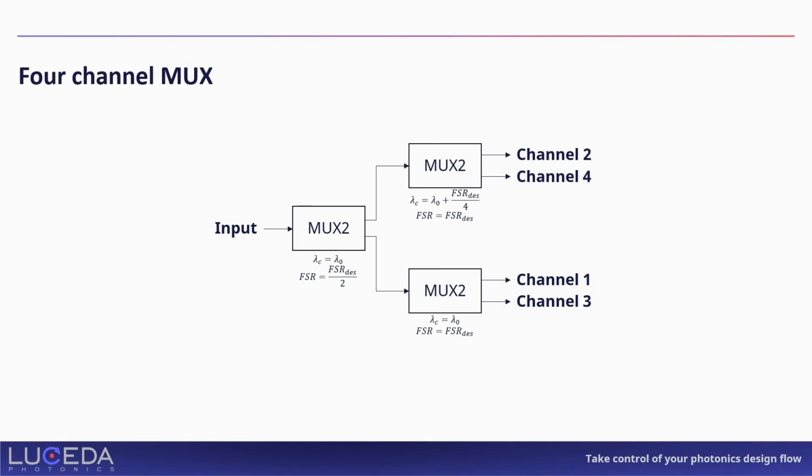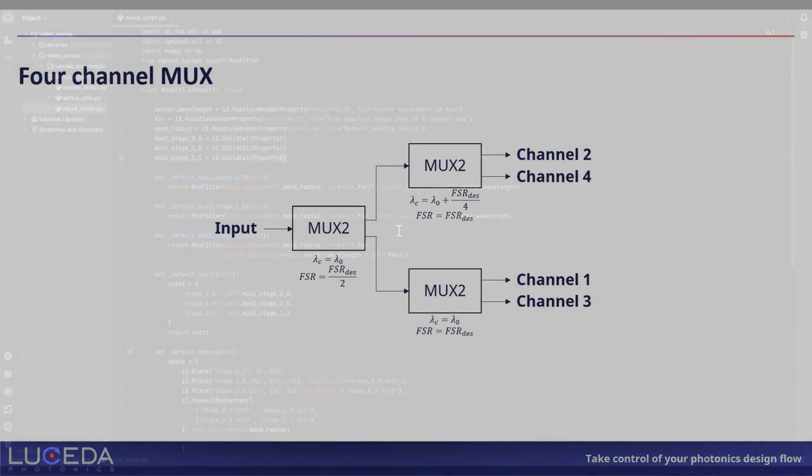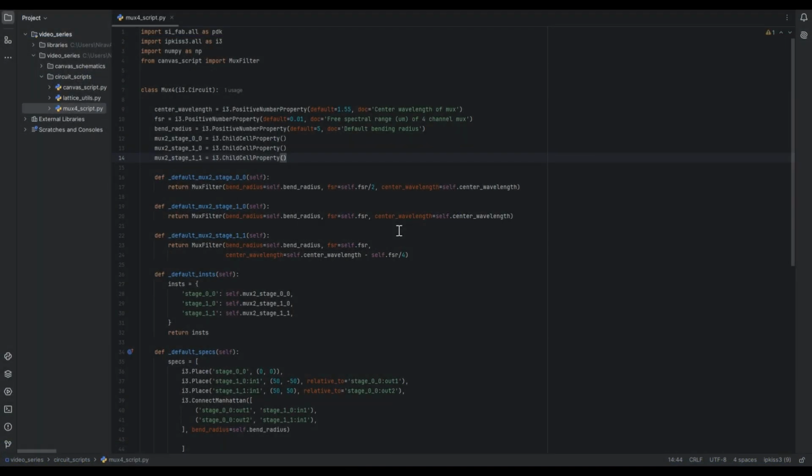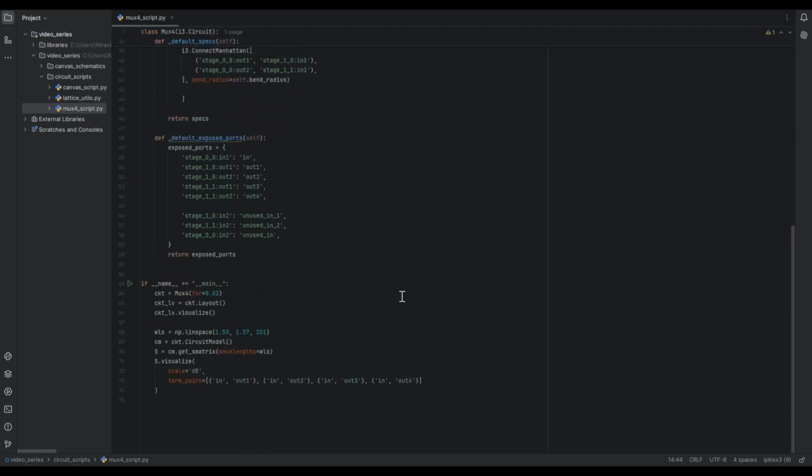We shall now implement a 4-channel MUX by connecting 3 2-channel MUX circuits together in the manner shown here. A parametric 4-channel MUX can be defined very easily in IPKISS. And now one can create a circuit by simply providing a high-level design specification.